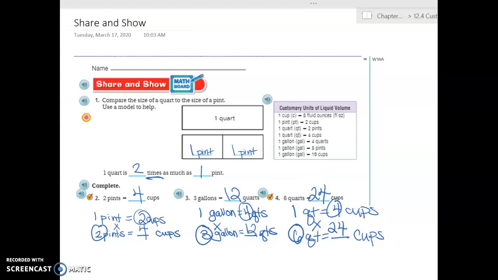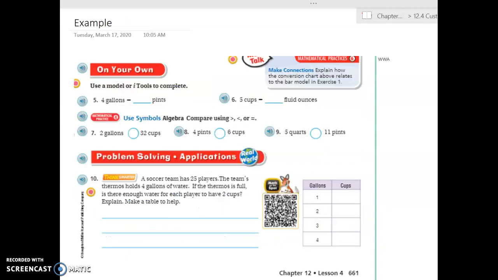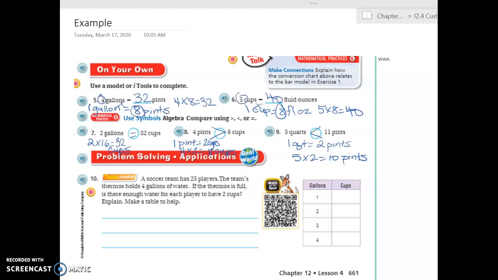Well done. Check your answers. Go ahead and solve for number 5, 6, 7. You're going to compare 8, and 9 as well for the comparison. Go ahead and pause. So number 5 is 32 pints. Now we know that 1 gallon equals 8 pints. So 4 times 8 equals 32. Number 6 is 40 fluid ounces because we know 1 cup equals 8 ounces, but we have 5 cups. So 5 times 8 equals 40.